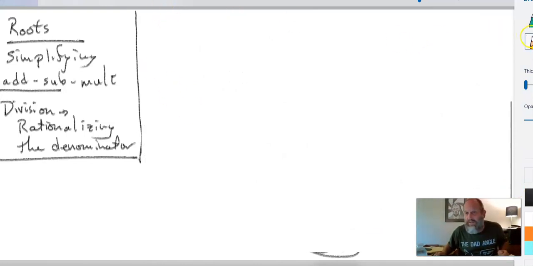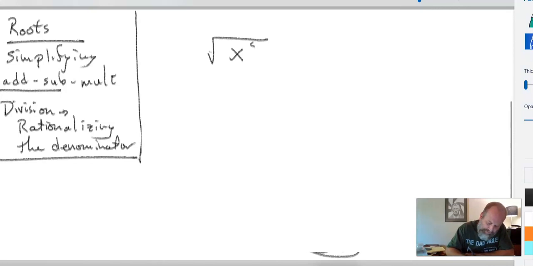Sometimes you'll get things like this. Sometimes you get stuff like this, right? Square root of x to the 5th. So remember again, when you're looking at these things, what you're looking for is pairs. And what that exponent of 5 means up there is that you actually have 5 different x's being multiplied together.